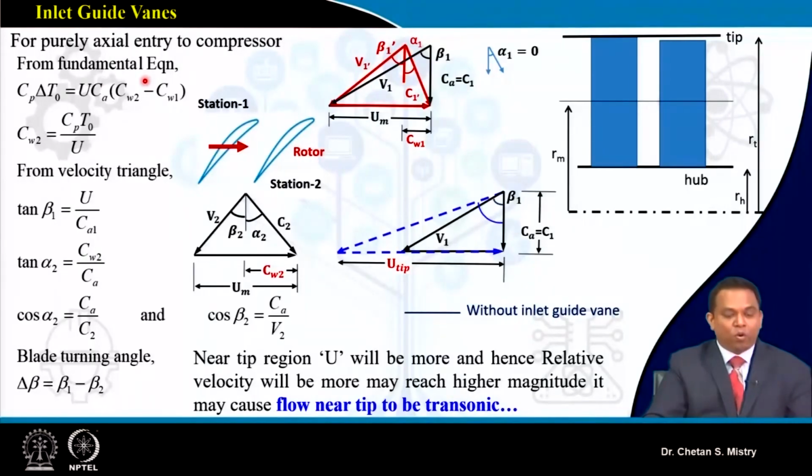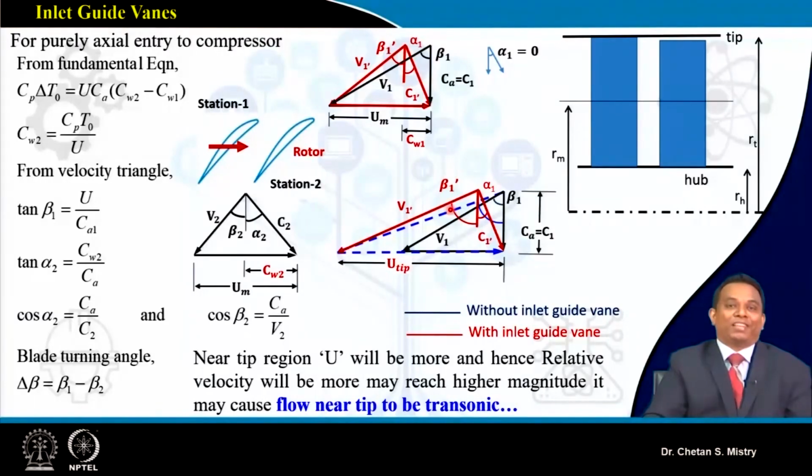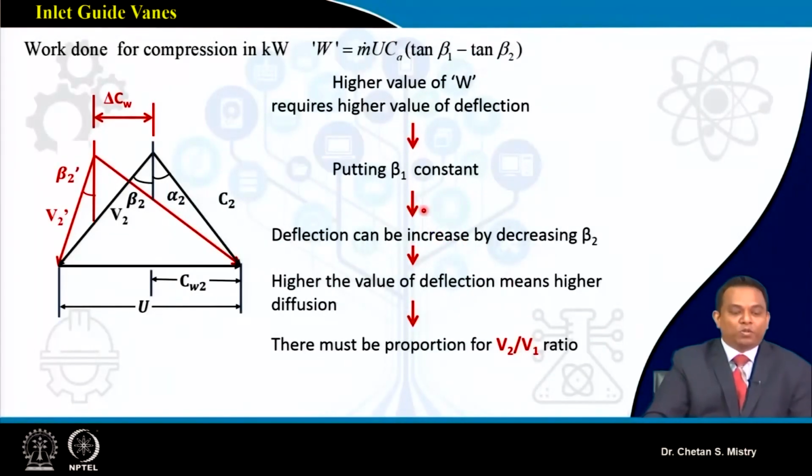Okay. Now let's move to the next configuration. Here if you look at this red color, that represents what is happening with inlet guide vanes. Now let's move to the next step. My work done for the compression is represented by m dot into Ca u (tan beta 1 minus tan beta 2). Suppose if we are looking for high work, you can say you are looking for high compression ratio.